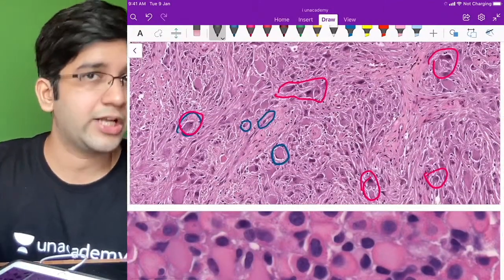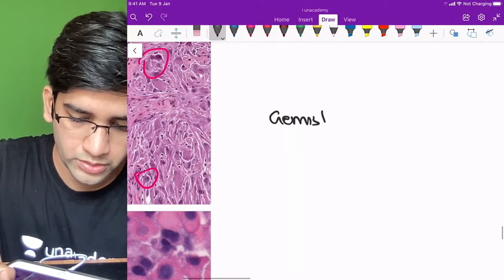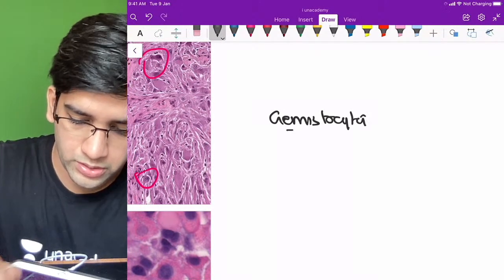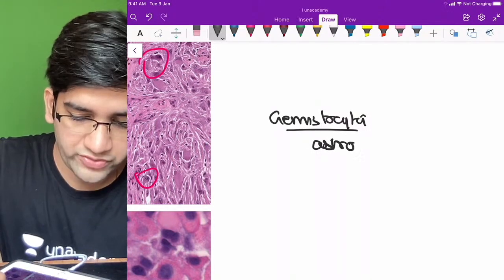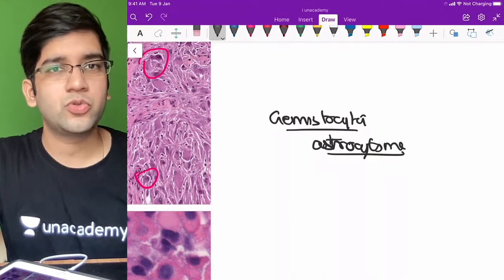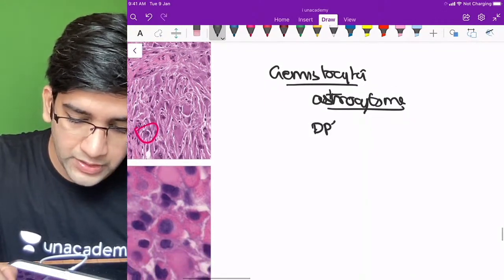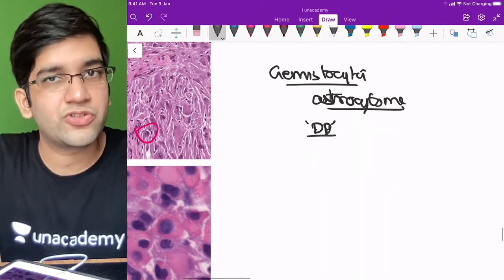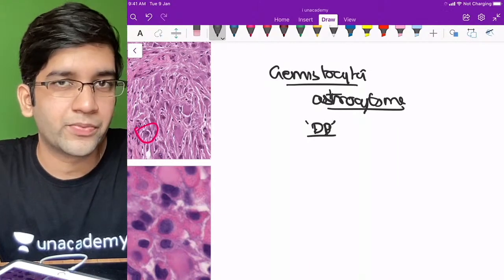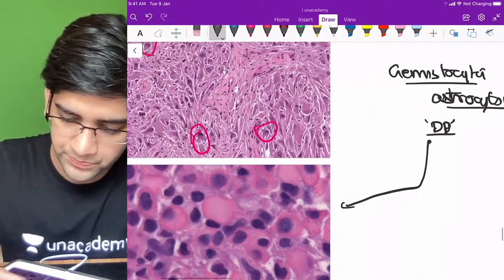The very close differential diagnosis of SEGA is your gemistocytic astrocytoma. There's a very close differential diagnosis of SEGA on microscopy. Again, if you are experienced in your neuropathology, it will not be difficult as well. This is a DD for SEGA. It should be differentiated because gemistocytic astrocytoma is grade 3 or 4. It's a high grade tumor. You have to differentiate. A gemistocytic astrocytoma looks like this.